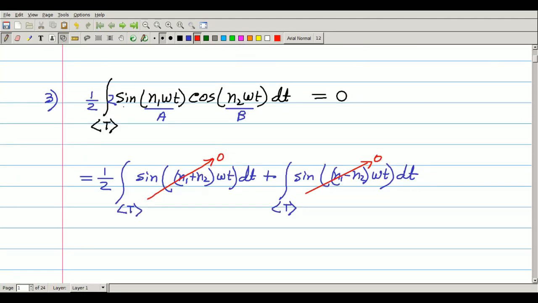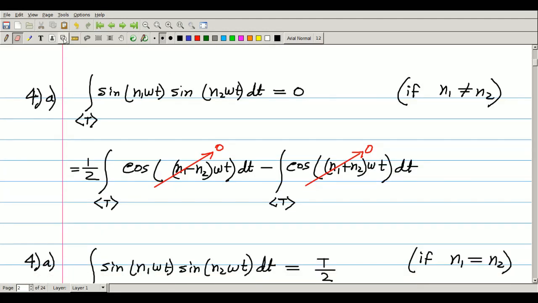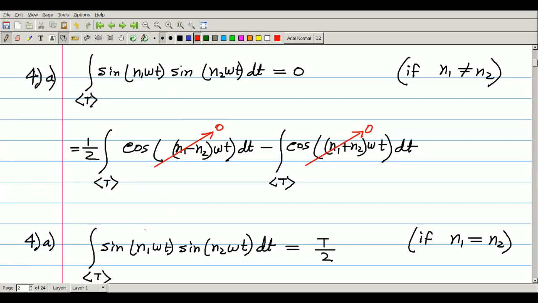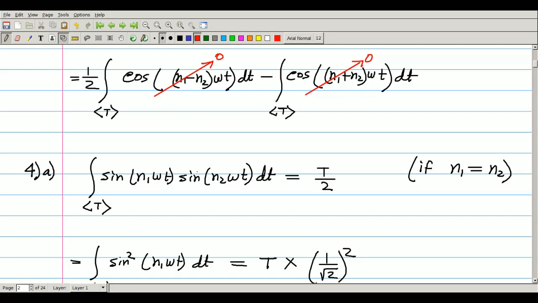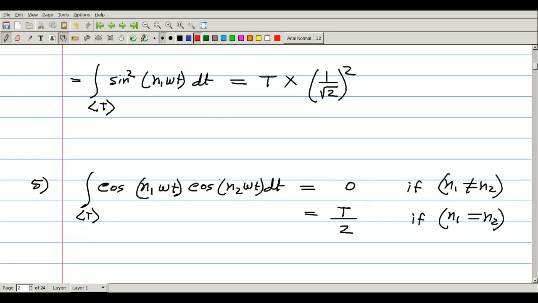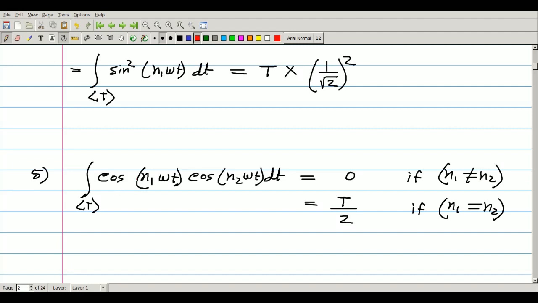Number 1, integration of the product sine and cosine gives always 0. However, the product of 2 sine signals integrated over a cycle gives 0 if the 2 frequencies are different, and it gives T over 2 if the 2 frequencies are equal. Same thing happens for the product of 2 cosine signals. It is 0 if the frequencies are different, and it is capital T over 2 if the 2 frequencies are same.